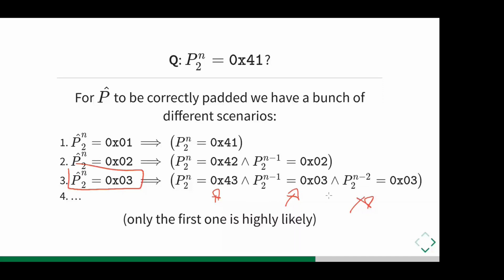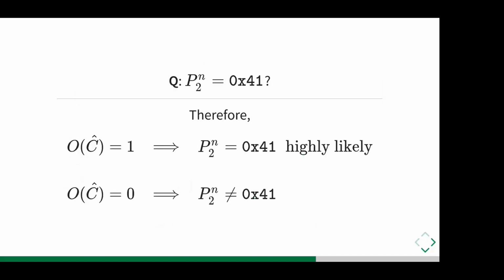The more assumptions we make, the probability just drops to 0 essentially. So in practice, this never happens. The first one always happens, but theoretically it could not really happen like this. Therefore, if it replies with OK, the last byte is 0x41, highly likely. Otherwise, if it replies with 0, it means that it is not correctly padded, and so it is surely different from 0x41. It is definitely another thing.